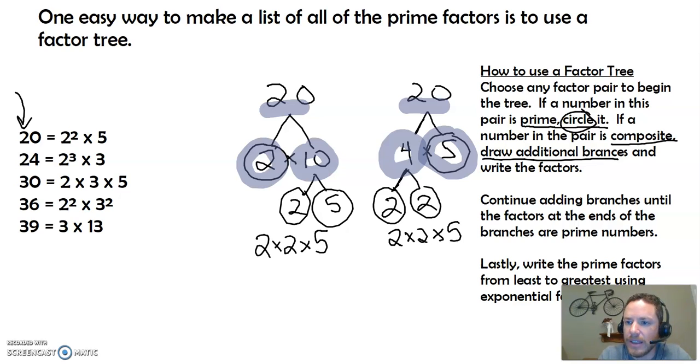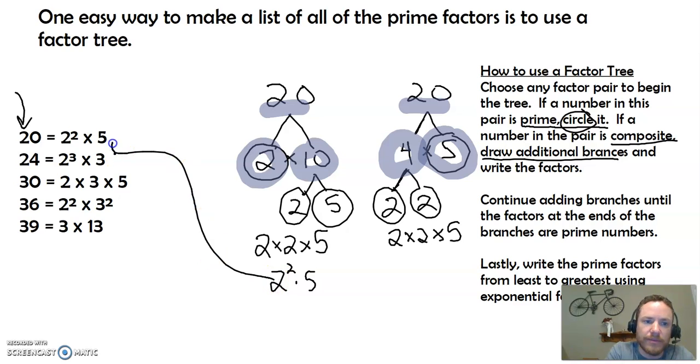Okay, so at the end it says, write the prime factors from least to greatest, which we did, using exponential form when possible. What that means is right here, 2 times 2 can be written as 2 squared. 2 is the base, and the square indicates that there are 2 2's. And then we go times 5. And it would be the same over here because it's the same numbers. 2 squared times 5. We already knew that because look, it's pointed right there. 2 squared times 5.